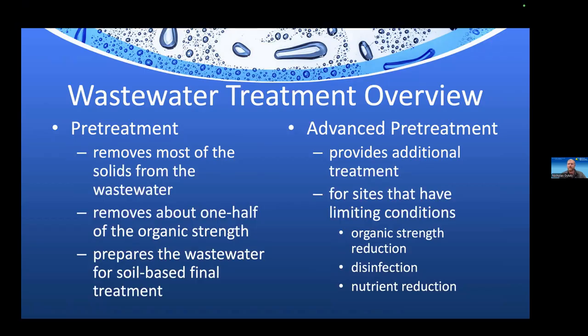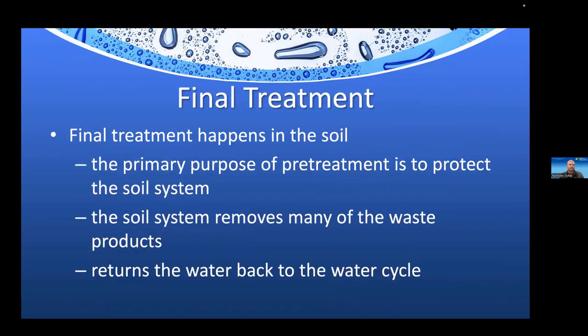We also have advanced treatment systems in the state of Missouri that provide additional treatment. These are most commonly seen in sites that have limiting conditions such as high water tables, rock areas, and just really poor clay soils. But with advanced pretreatment, we get additional organic strength reduction, disinfection, and considerably more nutrient reduction. So our final treatment has to happen in the soil.